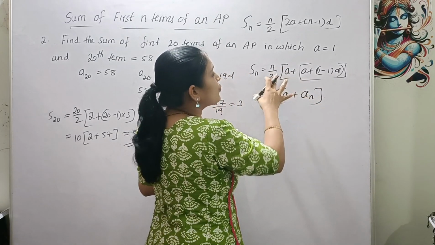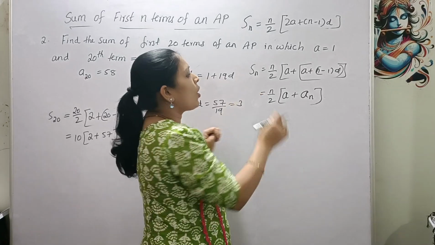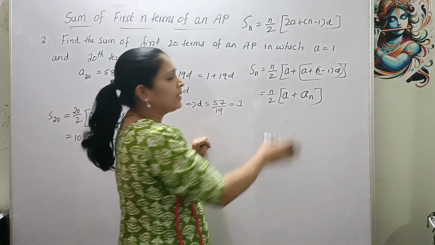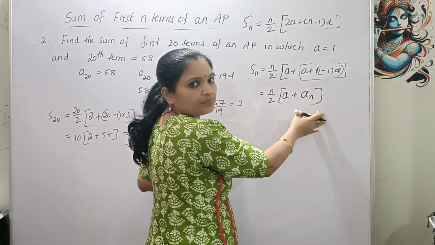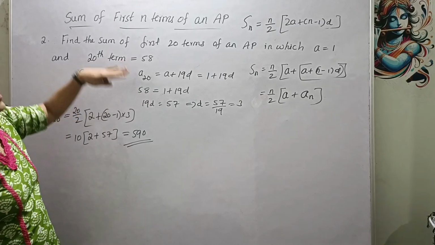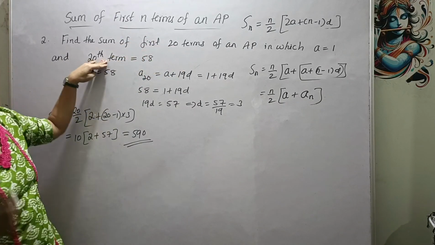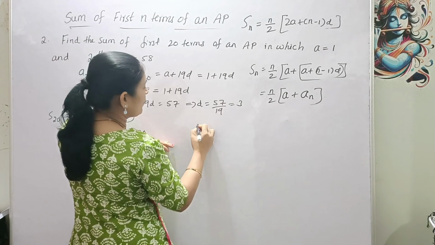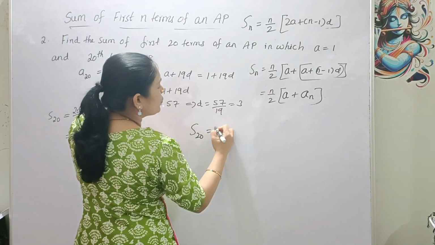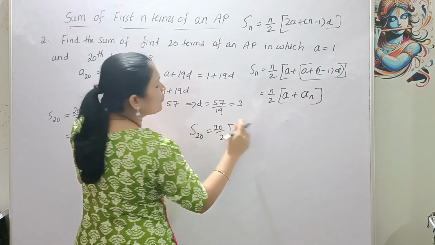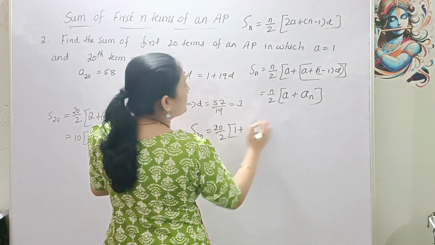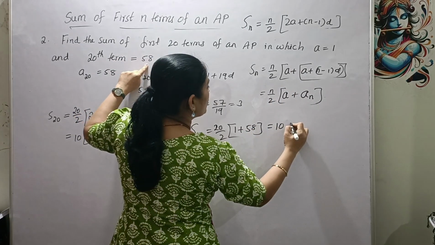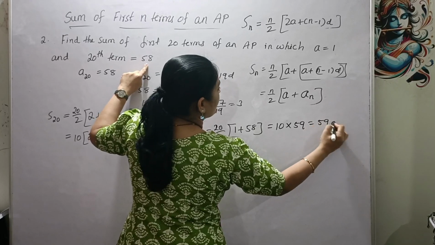So another formula to find the sum of first n terms of an AP is Sn is equal to n by 2 into (a plus an), that is first term plus last term. So directly here you can find the sum of 20 terms because the 20th term, that is the last term, is given. S20 is equal to 20 divided by 2 into (first term 1 plus an, that is 58) is equal to 10 into 59, that is 590.